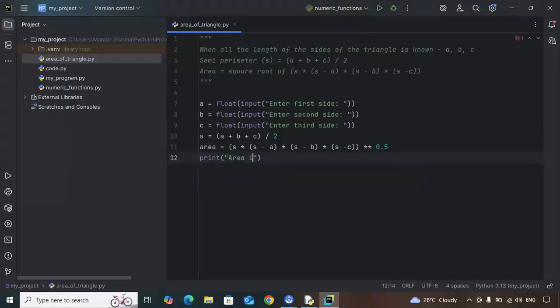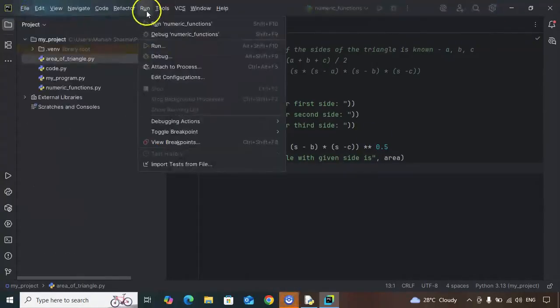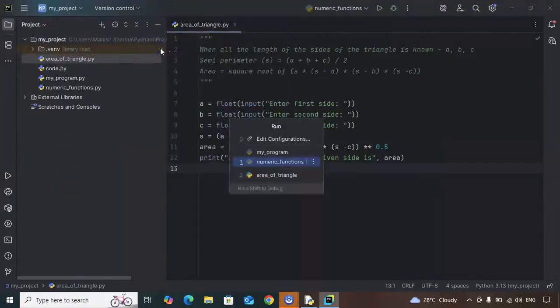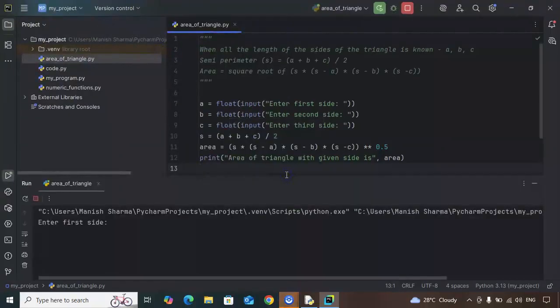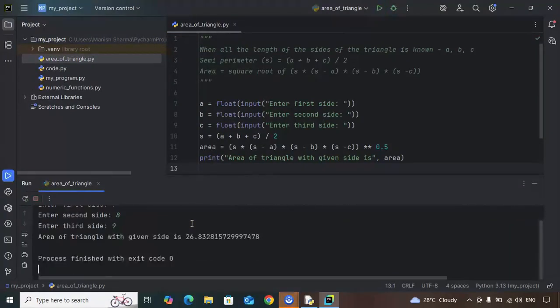So print area of triangle with given sides is, comma, area. Let's run this. Go to main menu, run area of triangle. Enter the first side, let's say 7, 8, 9. The output is 26.83, and so on.